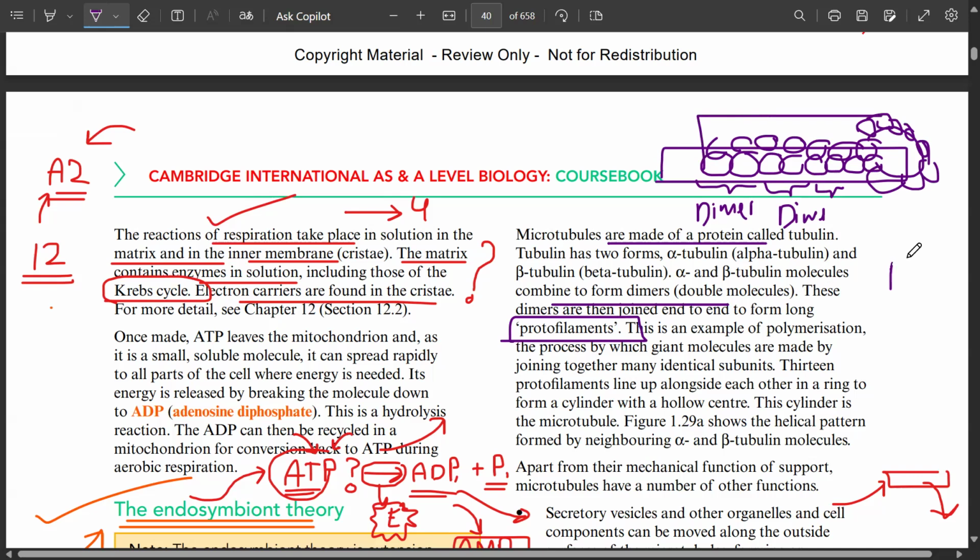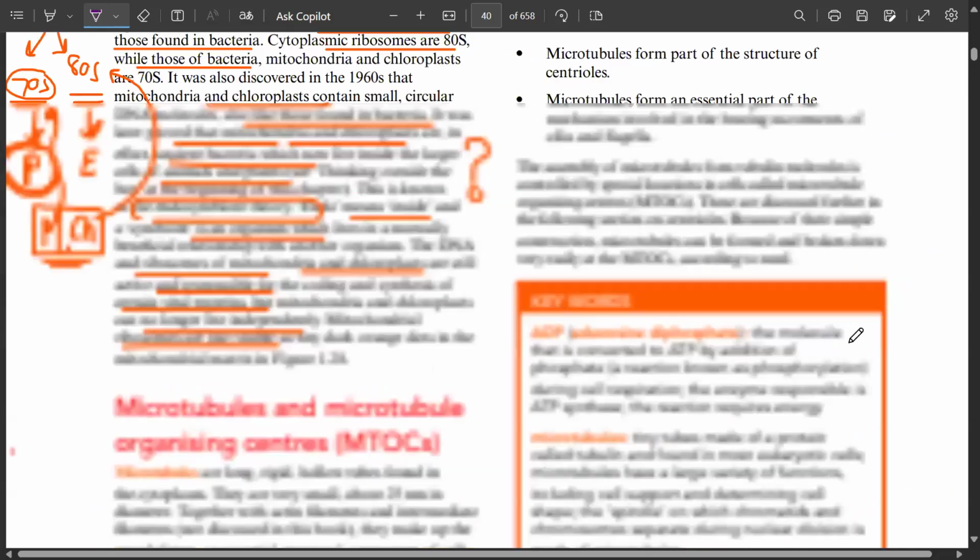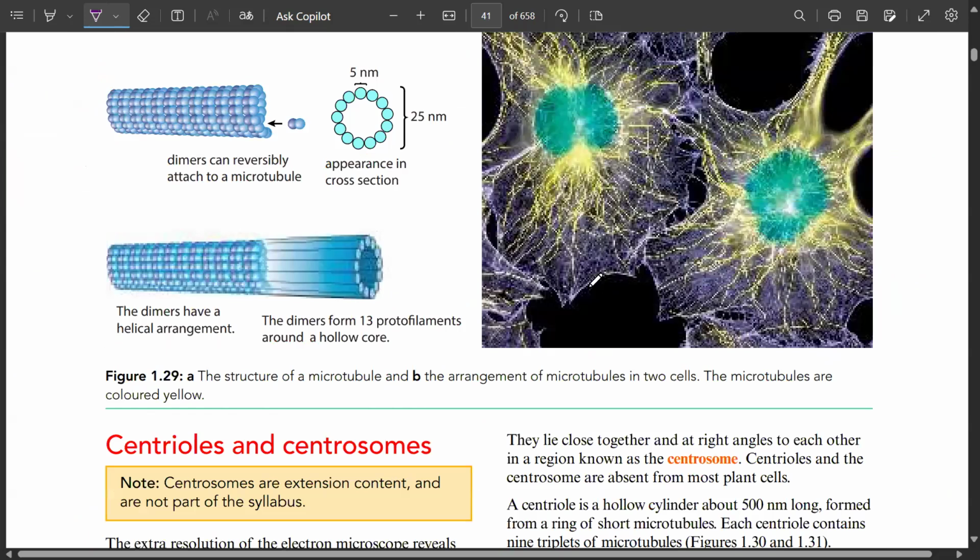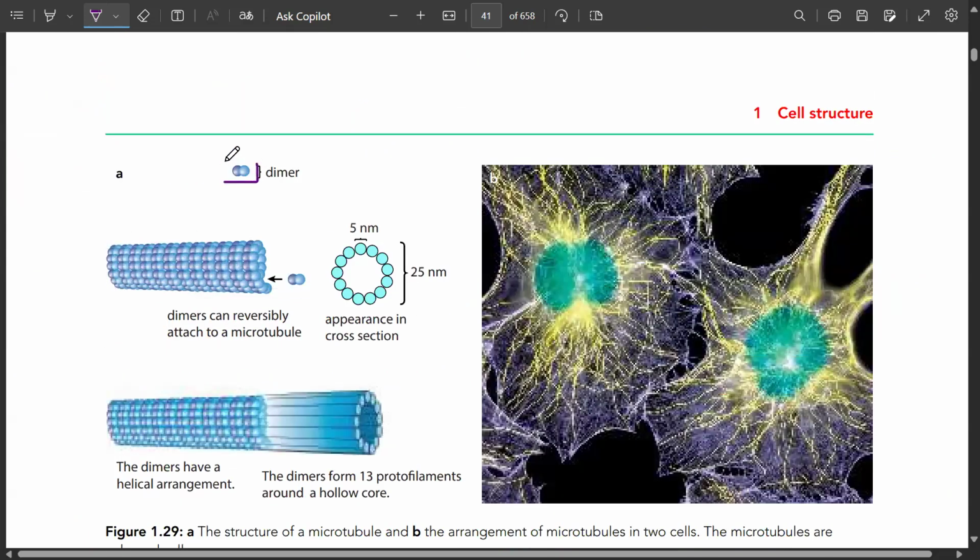I'll tell you again. Microtubules make up the cytoskeleton. There's a picture over here. Look at this. What is this part called? Dimer. Got it? Which is made up of one alpha, one beta.